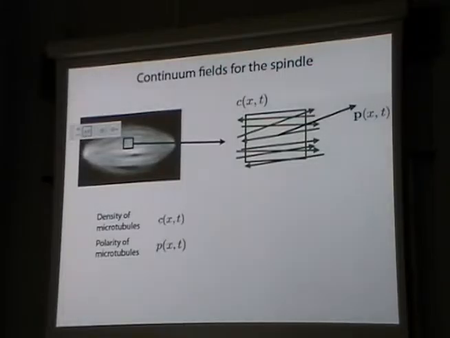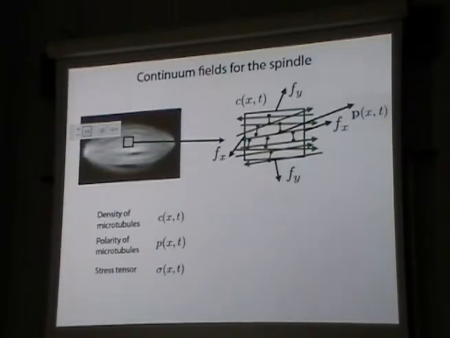I said microtubules are polar polymers. That means these guys have little arrows associated with them, so in this little region of space you have some average polarity. You might think the polarity of microtubules is another field you would care about. And I mentioned before that there are all these little motors that push on things and generate stresses, so you might have some stress tensor that you care about.